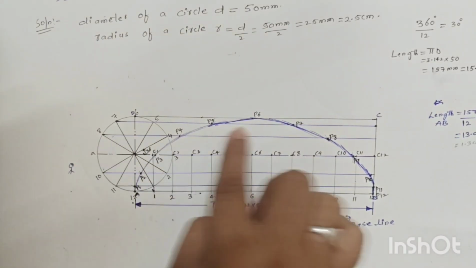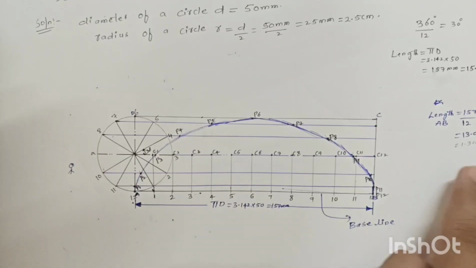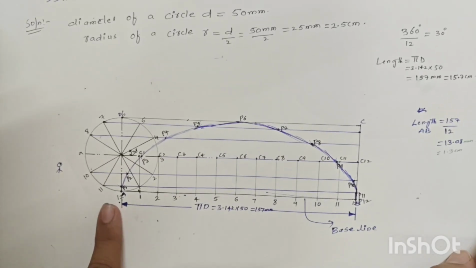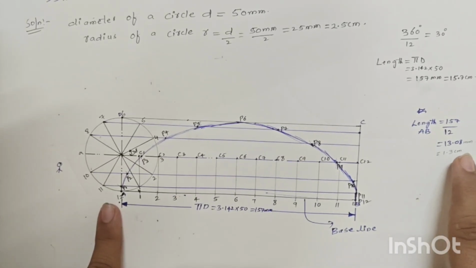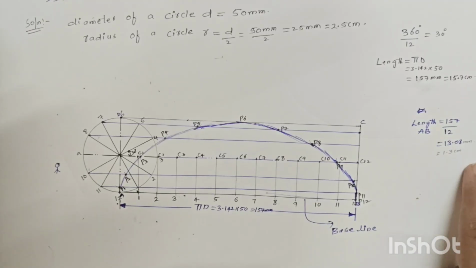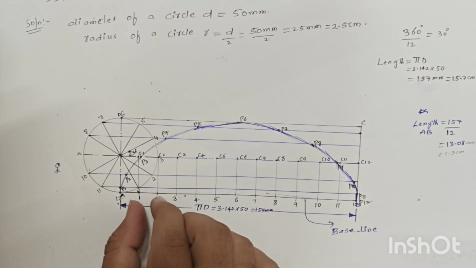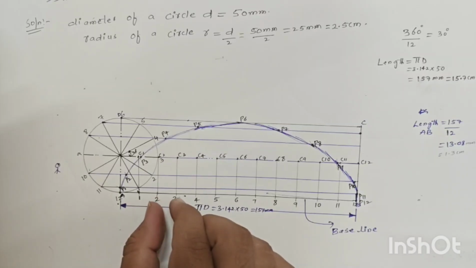The projection is passed from 7 to 5, 8 to 4, from 9 to 3, from 10 to 2, and 11 to 1. Clear? The length from A to B is how much? 157 mm. We have to divide into how many equal parts? 12 equal parts. 12 parts should be how much? 13.08 millimeter, which is 1.3 centimeter. Measure distance from A to 1, 1.3 centimeter. 1 to 2, 1.3. 2 to 3, how much is there? 1.3.